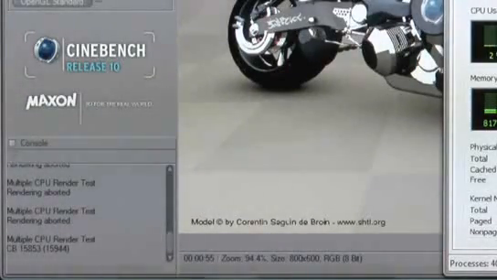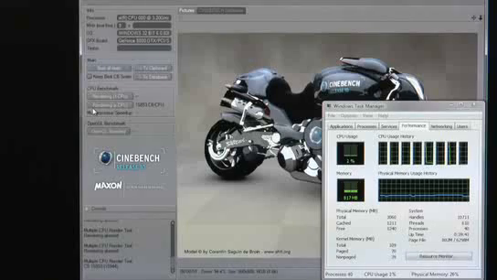And actually, if you compare that to a previous generation Core 2 QX9770 processor from Intel, also at 3.2 gigahertz, we score about 12,500. So that's a nice performance boost. Let's take a look at some overclocking next.